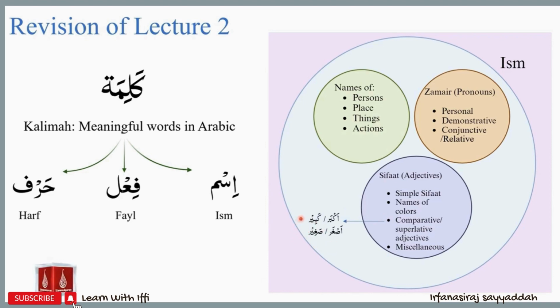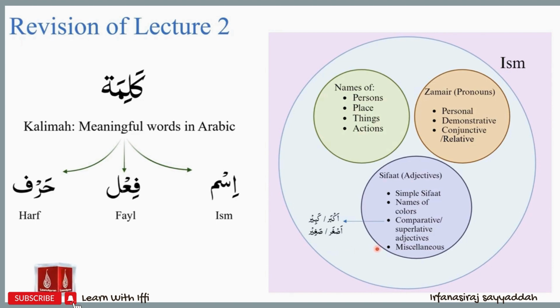Kabir means big or great. Akbar means greater or greatest. Saghir means small, and asghar means smaller or smallest. So kabir is an adjective, and akbar is the comparative or superlative degree of that adjective. Similarly, saghir or small is the adjective, and asghar is the comparative or superlative degree of that adjective.